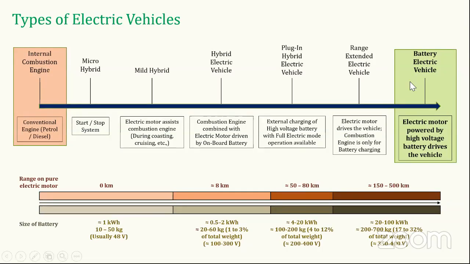The range extender and battery electric vehicle contribution is 150 to 500 kilometers, with a battery pack ranging from 20 to 100 kilowatt hour, and the weight ranges from 200 to 700 kg, approximately 17 to 32% of the total weight, using a 350 to 400 volt system.